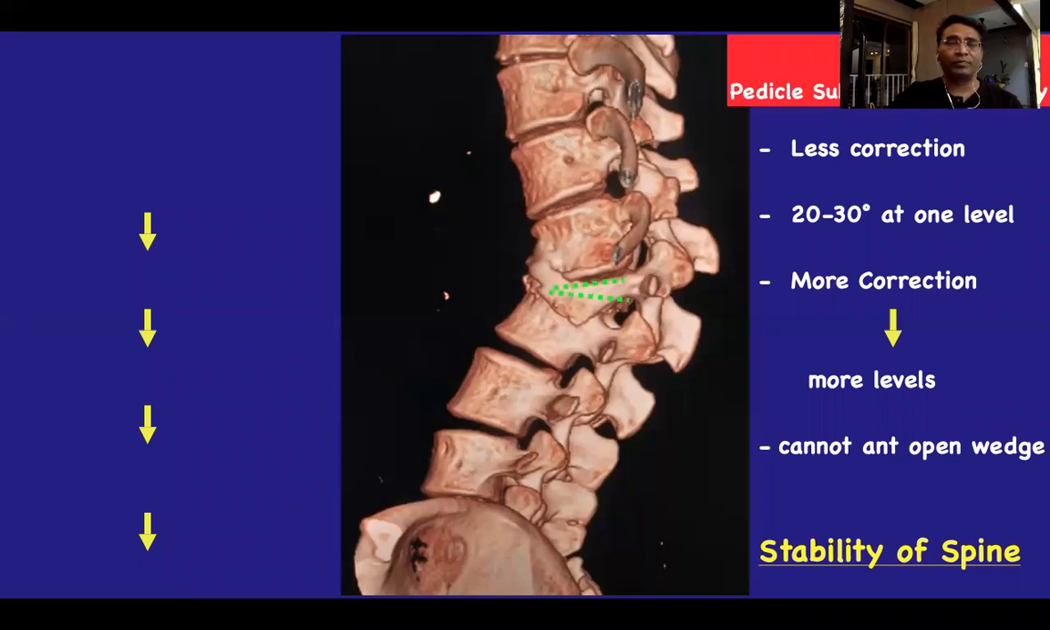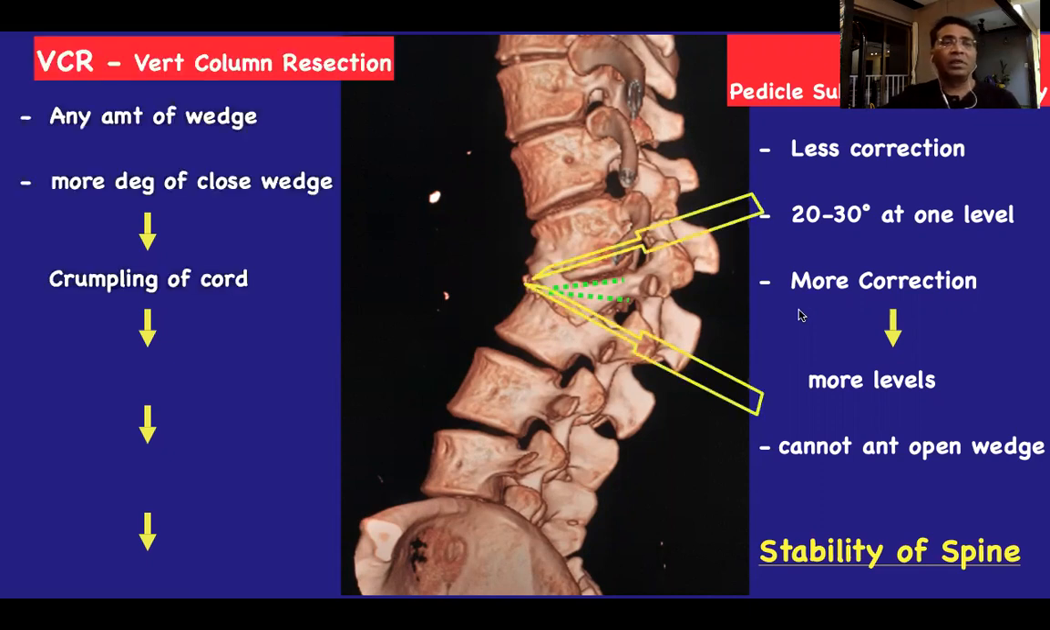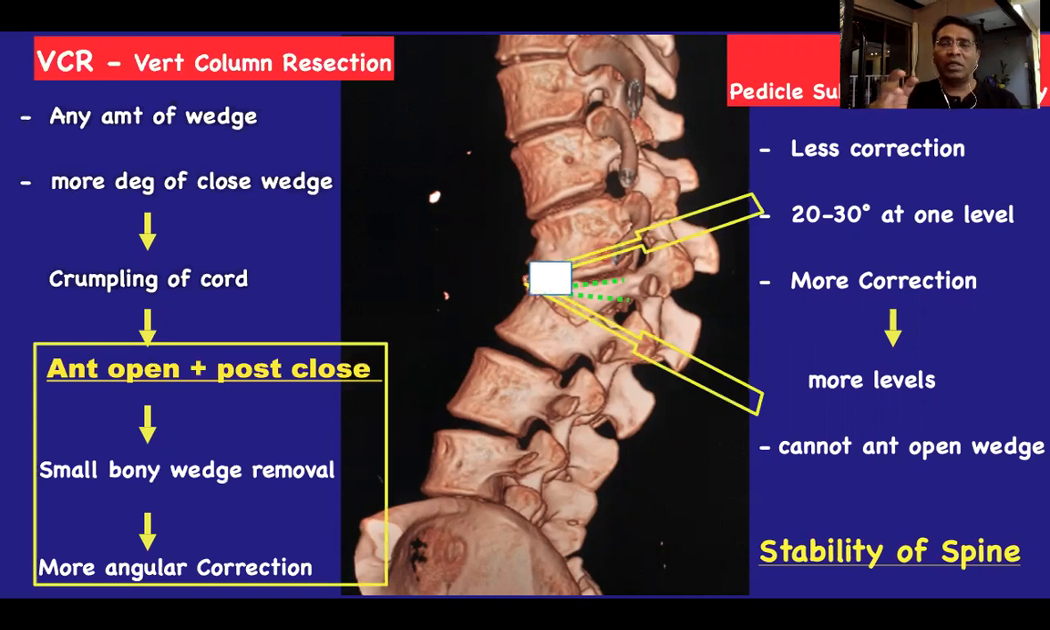In contrast, with the vertebral column resection, you can resect any amount of the wedge. The more the degree of the closed wedge, the more the chance of crumpling of the cord. So to prevent that, we usually put an anterior cage to jack open anteriorly to prevent any crumpling of the cord, and then close it posteriorly. With this method, you can get more angular correction with a smaller degree of wedge.